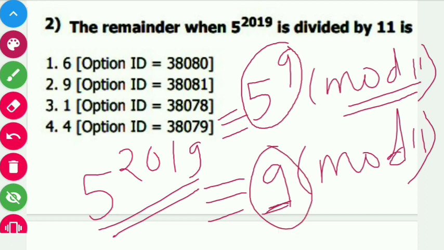So this is the remainder when we divide this number by 11. So this second option is the correct option. Now let us solve the next question.